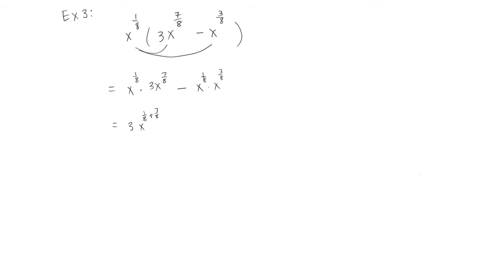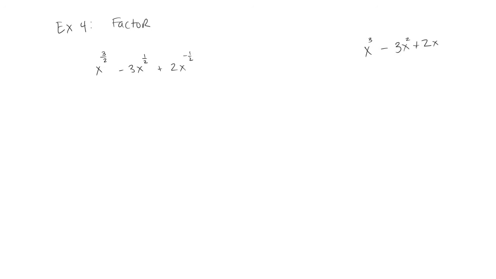We get to add exponents there. And then we'd have x to the 1/8 plus 3/8. So this would end up being 3x to the 8/8, which is just x to the 1, or just x, and then minus x to the 4/8, which is 1/2.